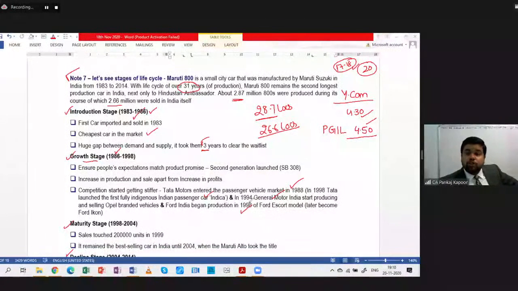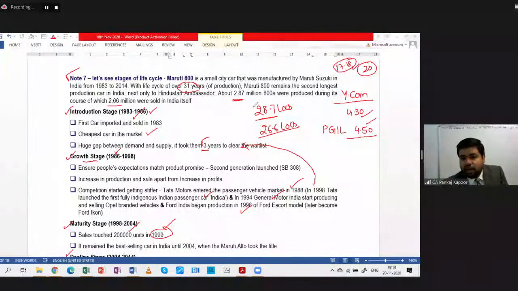So competition started coming to Maruti, or they started feeling the heat of the competition in the growth stage, because the other competitors felt that there was good scope to sell four-wheelers in the Indian market, so they also started manufacturing four-wheelers. But still, Maruti was in high demand. And the year 1999 was a golden year when their sale touched the 2 lakh figure.